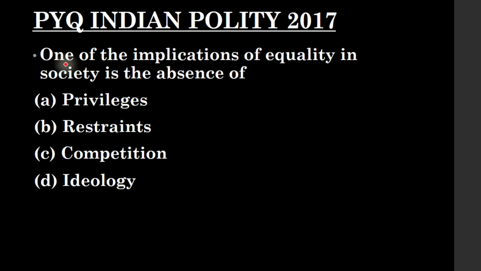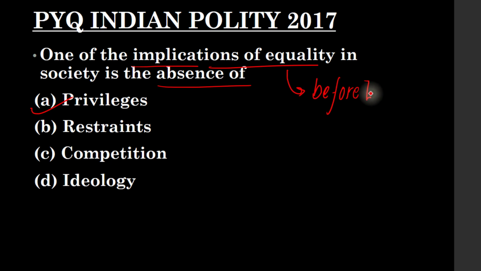Next question. One of the implications of equality in the society is the absence of option A, privileges. Option B, restraints. Option C, competition. Option D, ideology. And the correct option is option A, privileges. This is fairly simple, as one of the implications of equality before law is that no man is above law. That is, absence of privileges to any person, making option A the correct option.